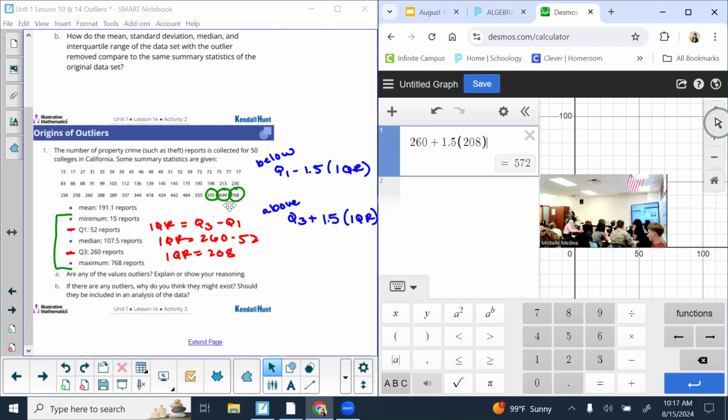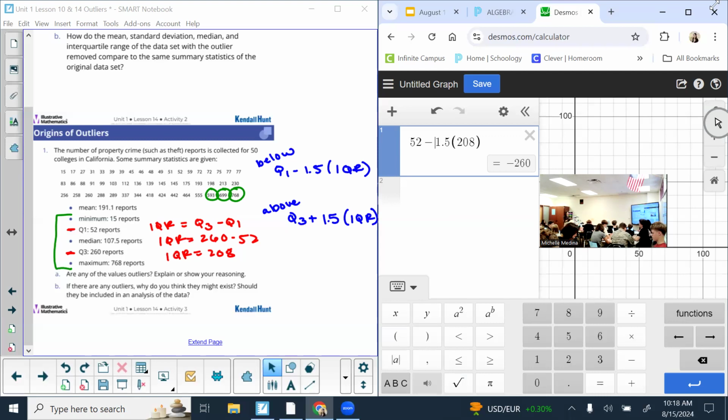If we wanted to see whether any numbers on the lower end were outliers, we would have to compare to quartile 1. So quartile 1 was 52. And then it'd have to be minus. Anything below Q1 minus 1.5 times the IQR, so anything below negative 260, is also an outlier. Do I have any numbers below negative 260? No. So there's no lower outlier. Questions, comments, concerns?